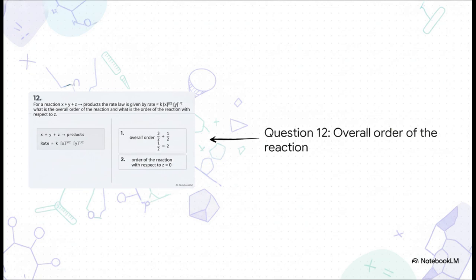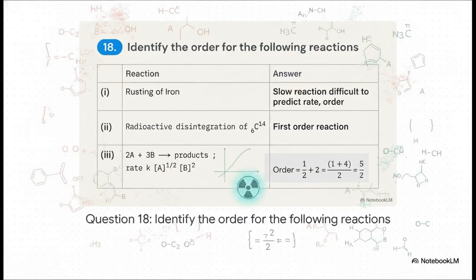For a reaction x plus y plus z arrow products, the rate law is given by rate equals k times x to the power of 3/2 times y to the power of 1/2. What is the overall order of the reaction, and what is the order of the reaction with respect to z? First, to find the overall order, we just add the exponents. 3/2 plus 1/2 gives us 4/2, which equals 2. Second, since z does not appear in the rate law equation, the order of the reaction with respect to z equals 0.